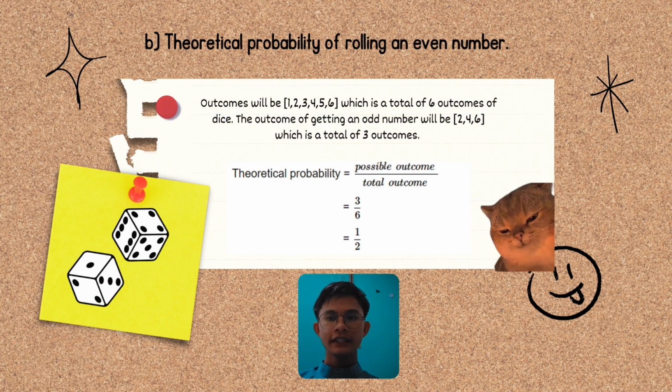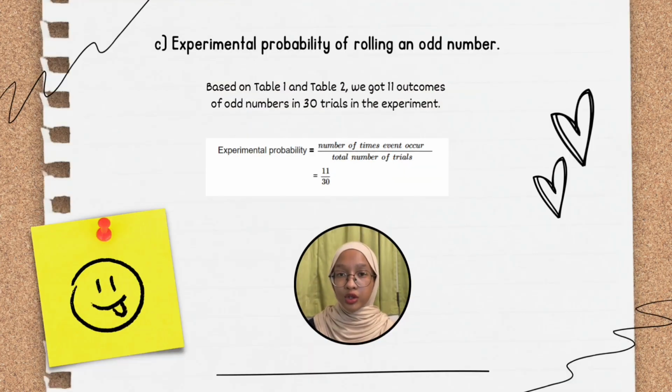For the theoretical probability, a die has 6 faces, which are numbered from 1 to 6, leading to 6 possible outcomes. We might get the numbers 2, 4, and 6 for even numbers. Therefore, we get 3 over 6, and we simplify it to 1 over 2. That is the answer for the theoretical probability of rolling an even number. I will continue for question C.